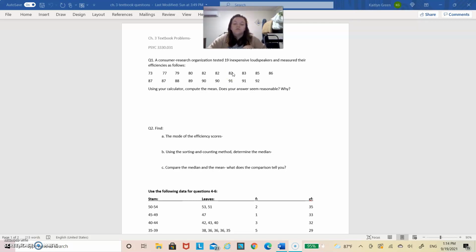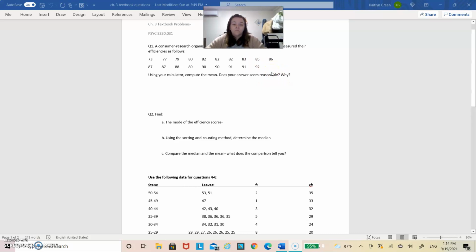Then B asked to use the sorting and counting method to determine the median. The sorting and counting method's equation is 2 multiplied by n plus 1, divided by 4. This makes pretty reasonable sense, because if you're going to find half of the data, you do need to have 2/4 or 1/2 in the equation. So I took 2 and multiplied it by 19 plus 1, because there's 19 speakers, and then divided it by 4, which ends up giving us 40/4, which shows us that the 10th number is going to be the median.